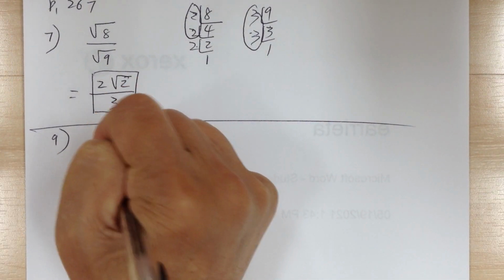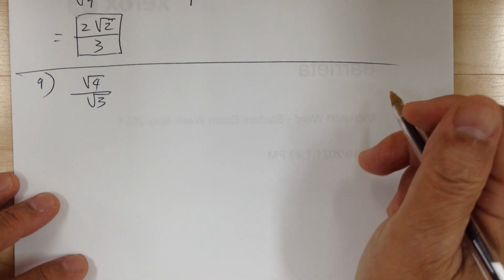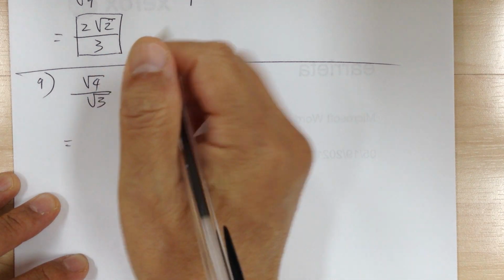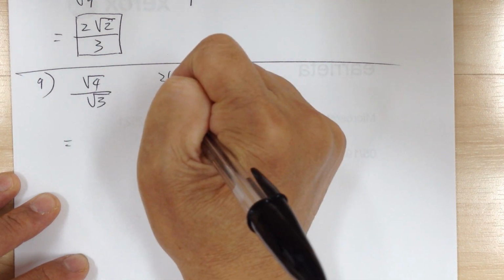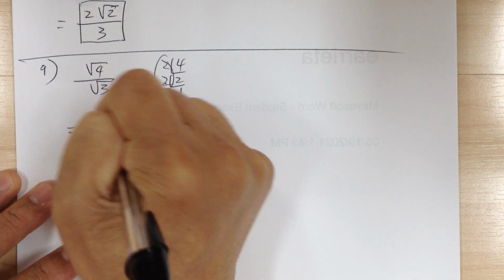Number 9, you have square root of 4 over square root of 3. This will equal, simplify each part first. 4 divided by 2, you get 2. Divided by 2, you get 1. So 2 radicands make an integer.